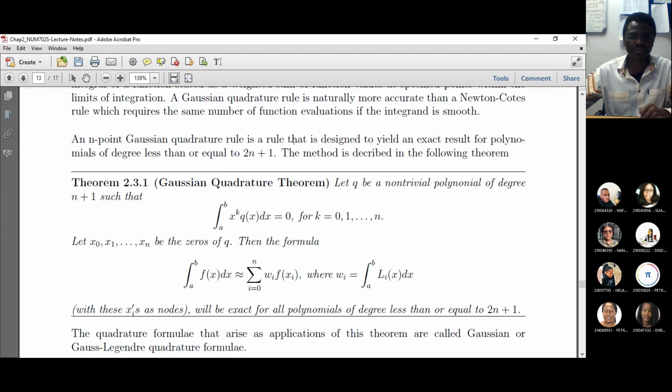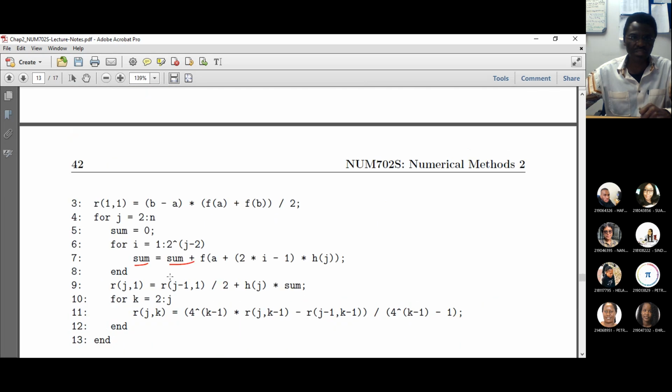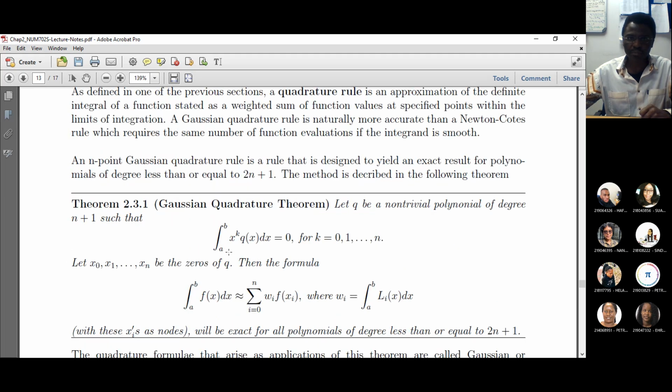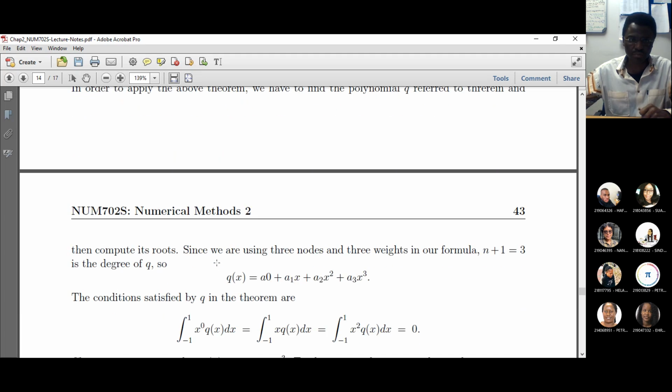Okay, I think I will stop here. But I encourage you, as you look at what we did today, you can also read the Gaussian quadrature rule. Try to read and prepare for tomorrow.